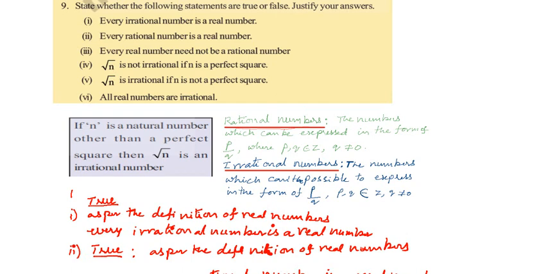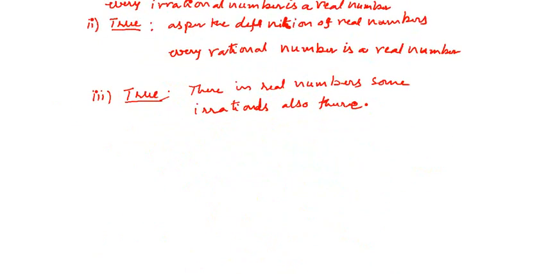When n is a perfect square, root n gives us a rational number. So you may take an example. So this one is also a true statement.